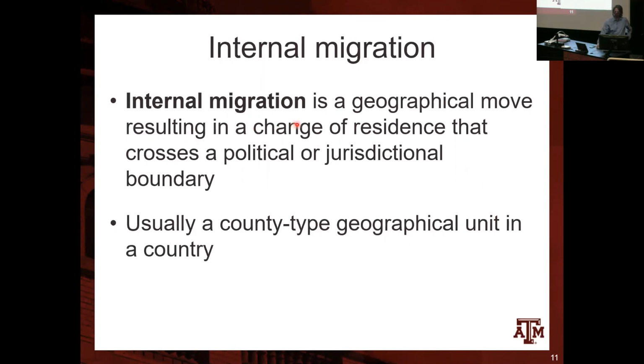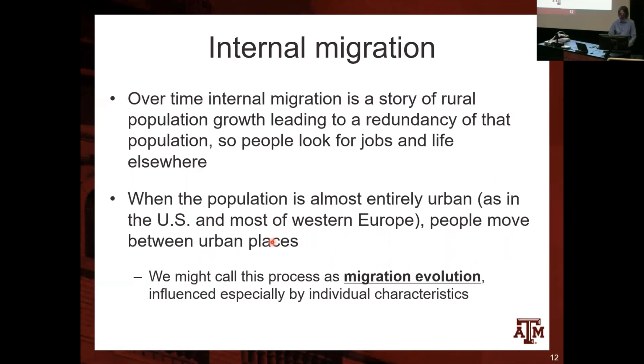So, internal migration is a geographical move resulting in a change of residence that crosses a political or jurisdictional boundary. In the US, this boundary is usually taken as the county. People move from county to county, but as I just mentioned, for example, the school district could be an interesting area of analysis if I'm a policymaker wanting to see what's the demand of school spots in specific school districts by children.